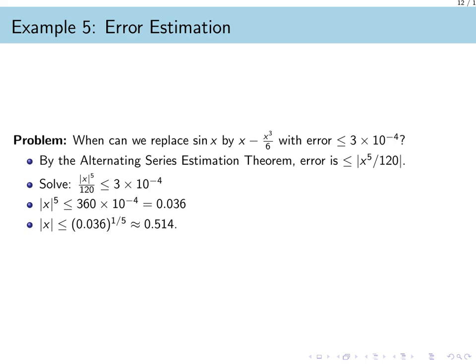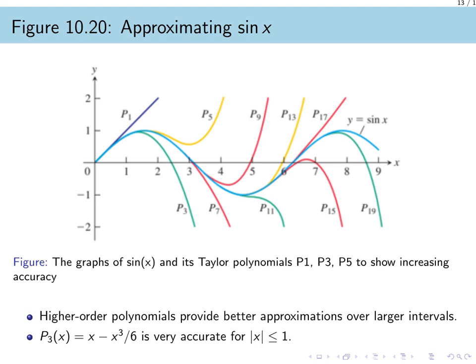The result is that the absolute value of x must be less than or equal to approximately 0.514. This means for any x in the interval from negative 0.514 to positive 0.514, our cubic approximation is accurate to within the specified tolerance.